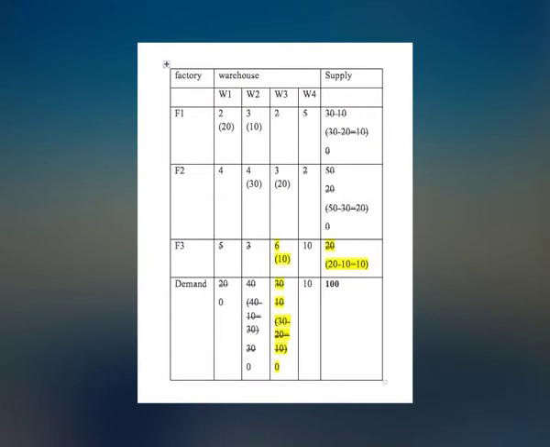In the sixth step, we will again find the northwest corner. The cell corresponding to F3 W3 is the northwest corner now. After comparing demand and supply value, we will assign 10 units of demand to this cell and cancel the demand column. The supply will be 20 minus 10 units, that is 10 units.